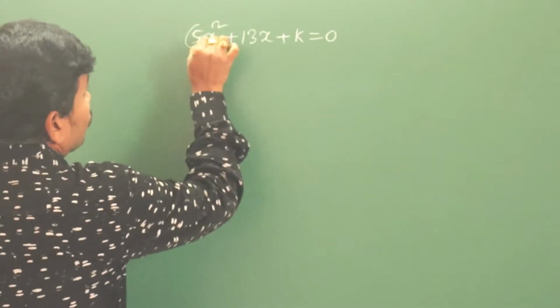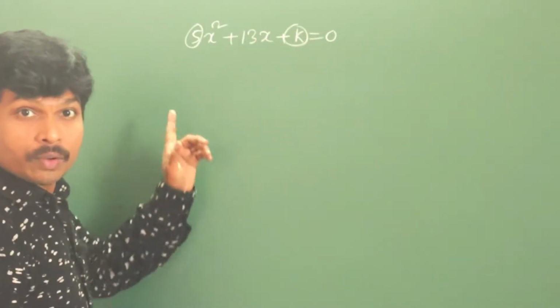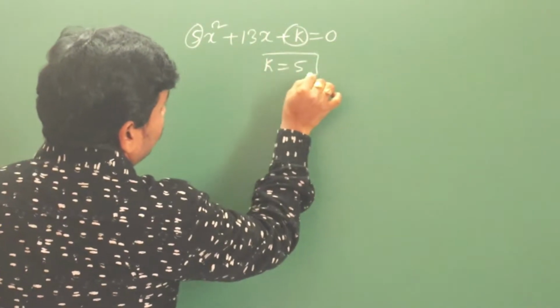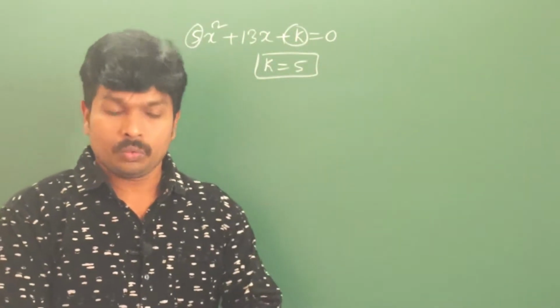A is equal to C. The condition is A equal to C. Therefore, k equal to 5. So, statement 1 is true.